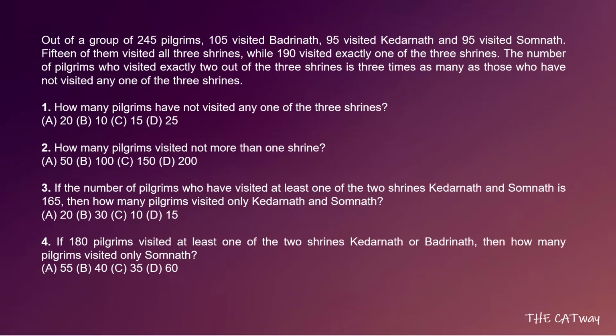So in this video we are going to solve set number 7 from our session on Venn diagram. The question says that out of a group of 245 pilgrims, 105 visited Badrinath, 95 visited Kedarnath and 95 visited Somnath. 15 of them visited all three shrines while 190 visited exactly one of the three shrines. The number of pilgrims who visited exactly two out of the three shrines is 3 times as many as those who have not visited any one of the three shrines.